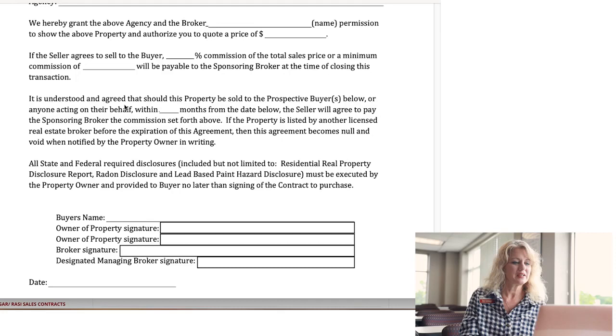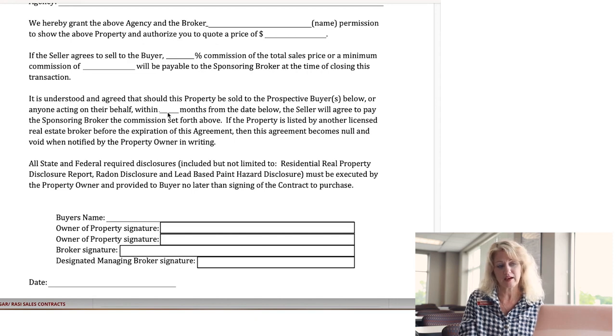So the next paragraph, it is understood and agreed that should this property be sold to the prospective buyer below or anyone acting on their behalf within blank months from the date below, the seller will agree to pay the sponsoring broker the commission set forth above. So the number of months here is, again, a term that you and the seller, the owner of the property, would agree upon. And so typically, in protection of your buyer, you would want a minimum of 3 months there.